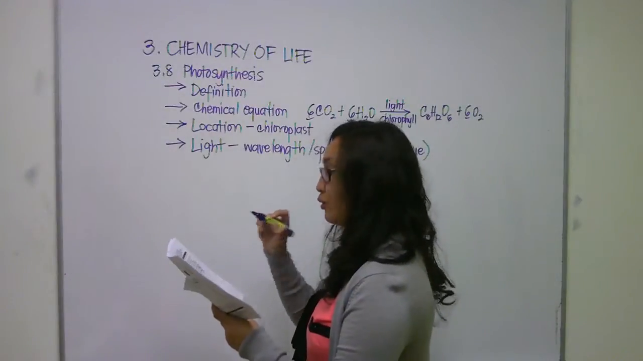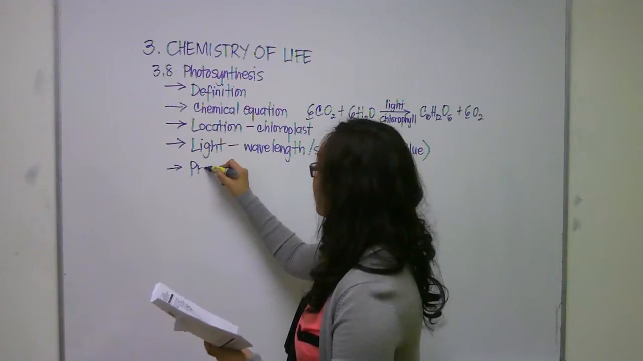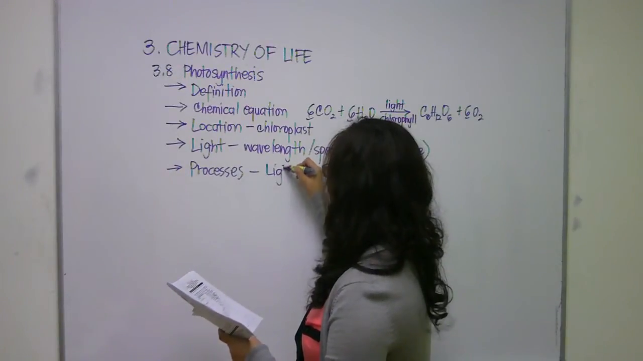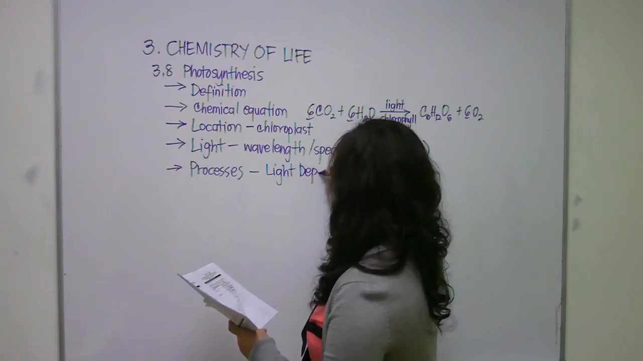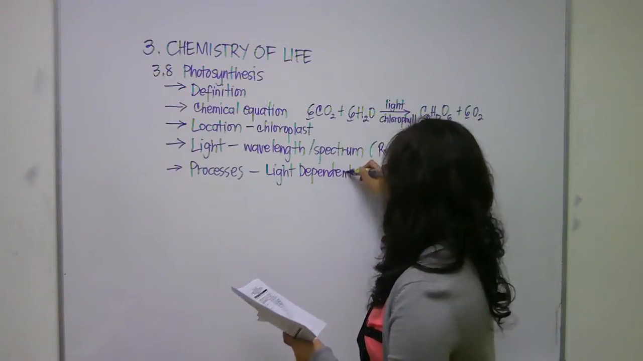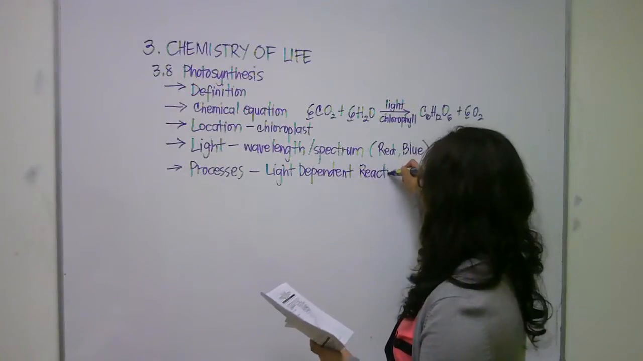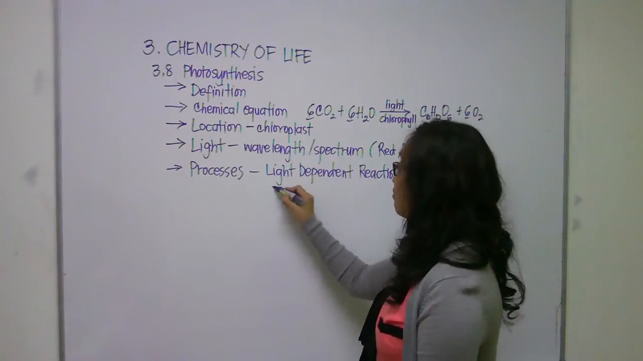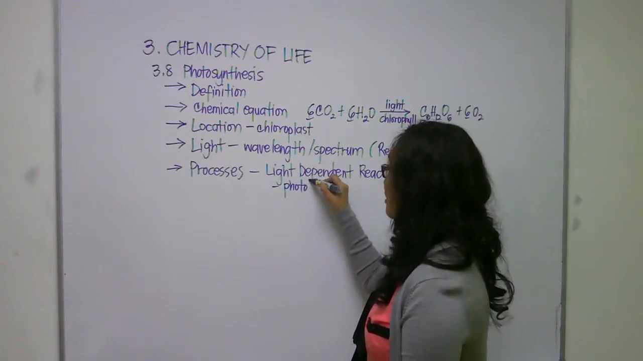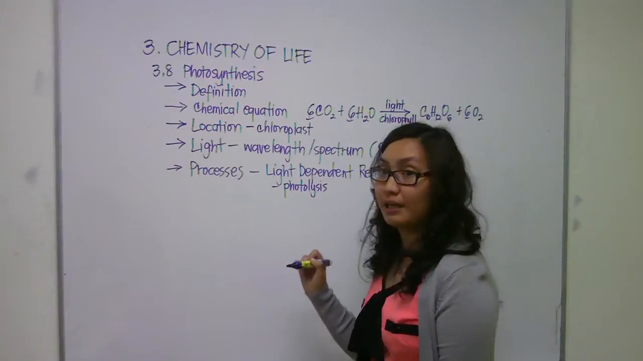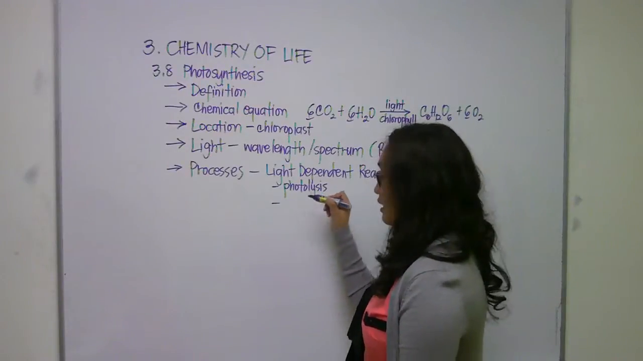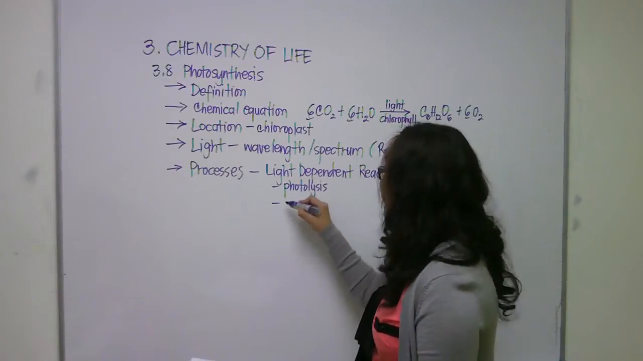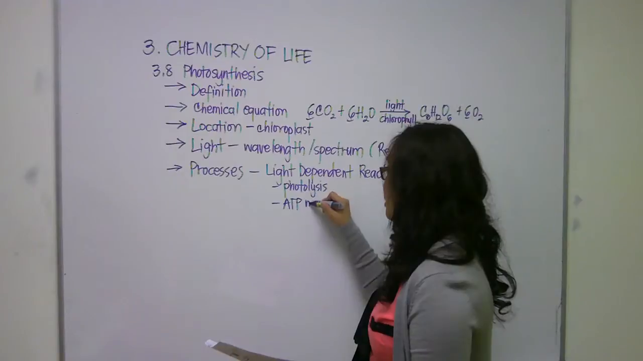So we can include the processes now. So we have the light-dependent reaction occurring in the thylakoid membrane. Okay, so under light-dependent reaction, we have the process of photolysis, wherein water molecules are going to be split to release the electrons.